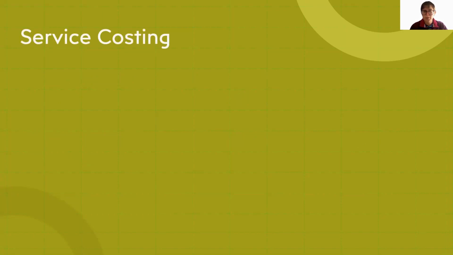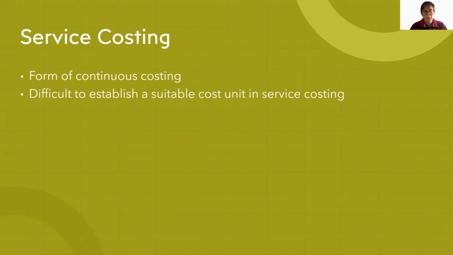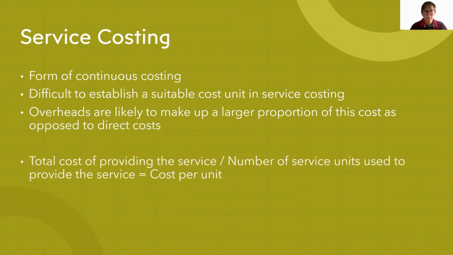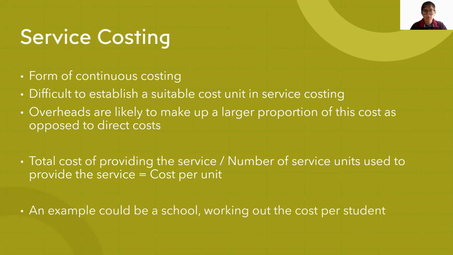Next up is service costing. This is a form of continuous costing. It is very difficult to establish a suitable cost in unit costing. Overheads are likely to make up a much larger proportion of this cost as opposed to direct cost. Ultimately, it is a service rather than a product. So we do the total cost of actually providing this service divided by the number of service units used to provide the service in order to arrive at our cost per unit. An example of this would be a school working out the cost per student.